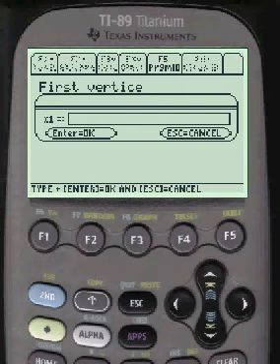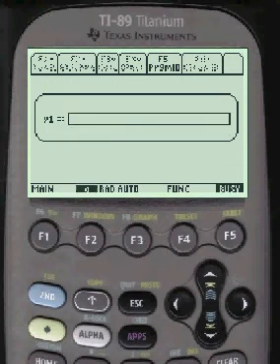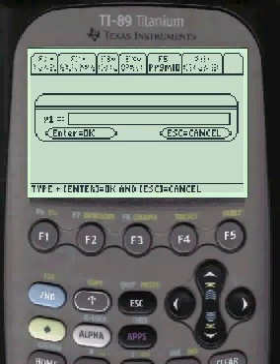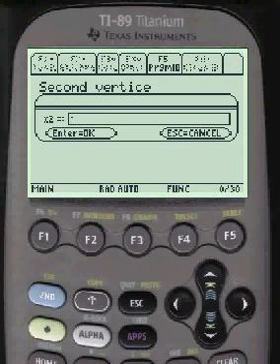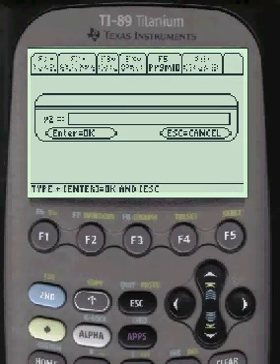You have to press alpha before you enter anything in these entry lines here. The first vertex is minus 4, 1. Alpha minus 4, alpha 1. Second vertex is minus 4, minus 2. Alpha minus 4, alpha minus 2.